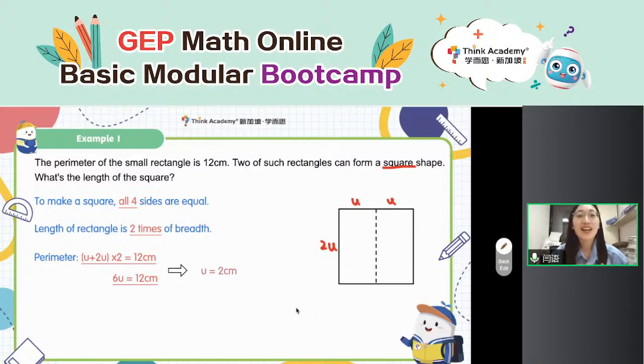Again, what is the length of the square? So you see that when it comes to the length of a square, how many units are there? Is it only 2? Only 2 centimeter? No, good job. So here, back to the question. Length of squares is equal to 2 units. 2 units, that is 2 times 2. So your final answer should be 4 centimeter. Okay, 4 centimeter is the correct one.